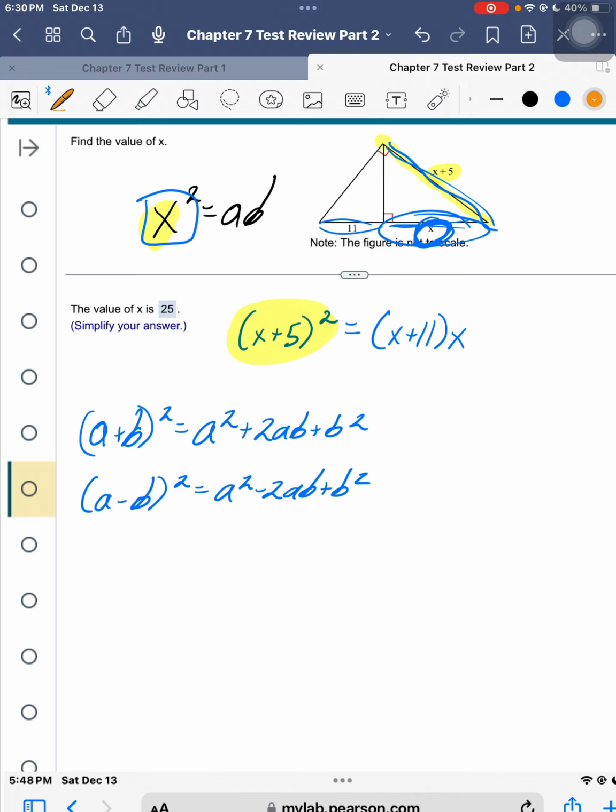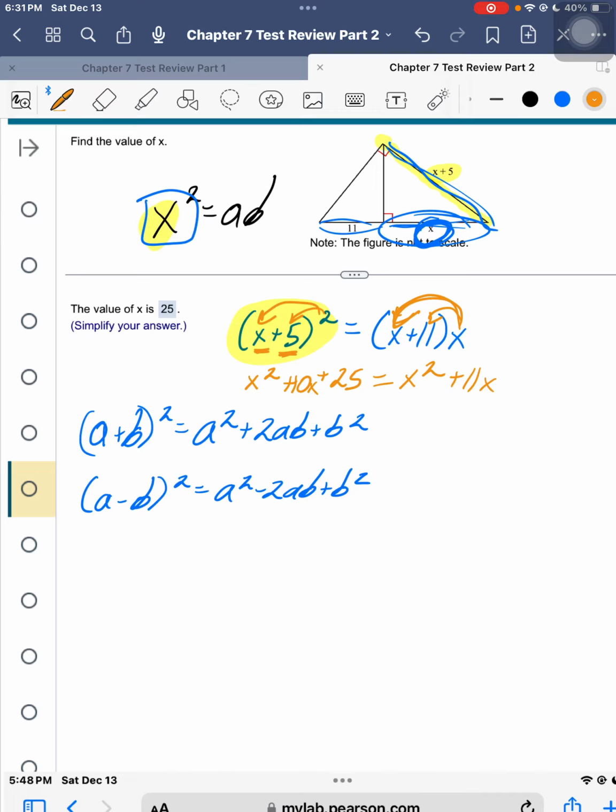Let's simplify this. What is x squared? X squared. What's 5 squared? Positive 25. What's x times 5? That's 5x times 2, 10x. Now let's keep going. This is the distributive property, right? This is x squared and this is 11x.